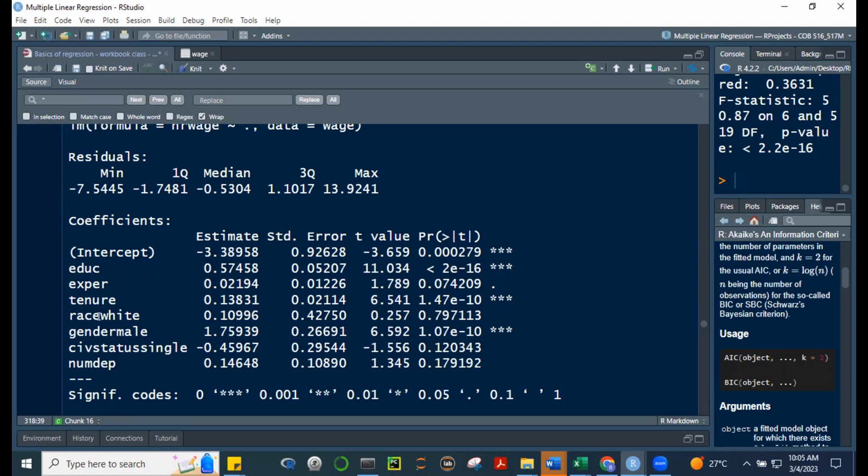Ano ibig sabihin ng zero race? Di non-white, di ba? What's the meaning of zero gender? Di female. What's the meaning of zero civil status? Di married, right? And zero number of dependents. So that's the meaning of the intercept here. Okay, so I hope that's clear, class.